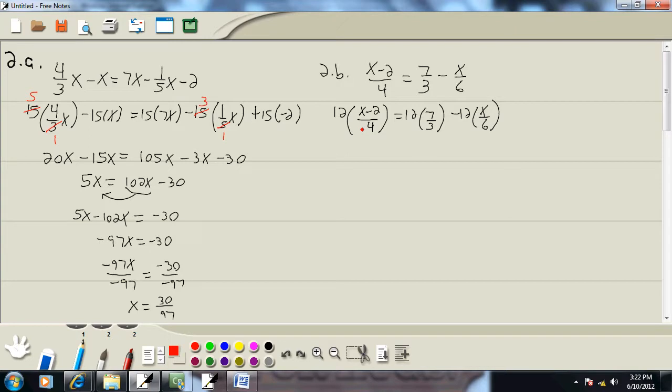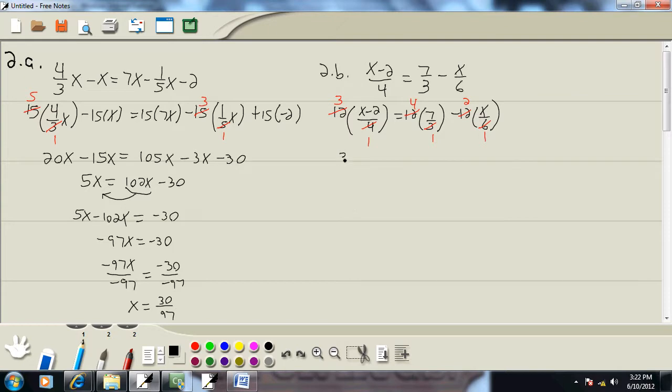Do that. 4 and 12 are both divisible by 4. 4 divided by 4 is 1. 12 divided by 4 is 3. 3 and 12 are both divisible by 3. 3 divided by 3 is 1. 12 divided by 3 is 4. And 6 and 12 are both divisible by 6. 6 divided by 6 is 1. 12 divided by 6 is 2.